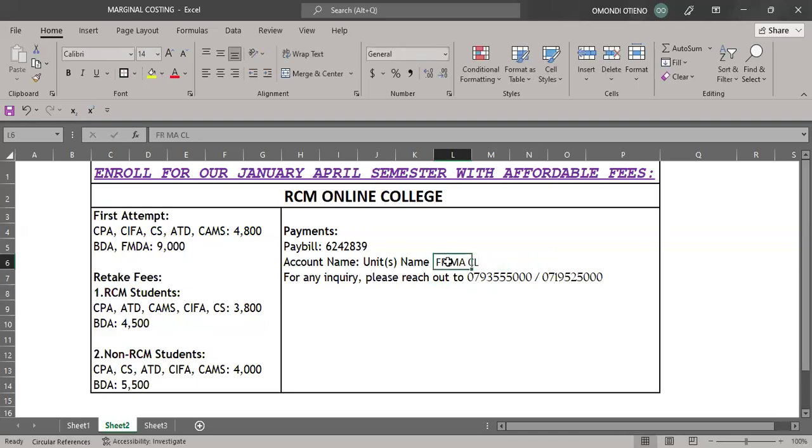About advanced level, indicate the unit if it is AMA, AFR, right? And of course, triple A. So that's how you indicate the account name. Then you do your payment. For any inquiry after this particular session, in terms of maybe getting the fee structure, getting the timetable, please reach out to these 2 numbers. They'll be of great help to you. They'll assist you and give you guidance on how to access those documents.